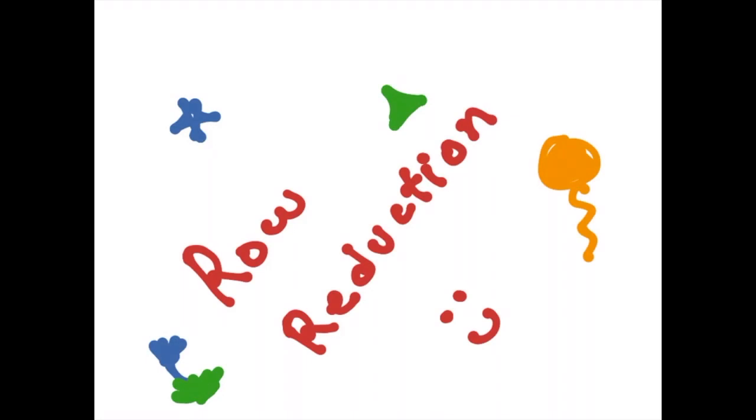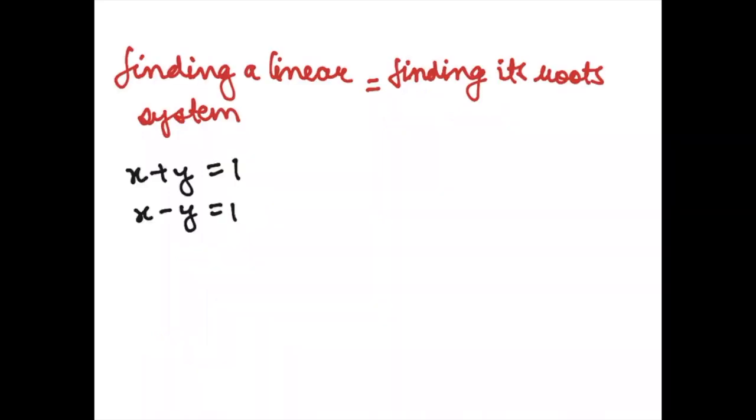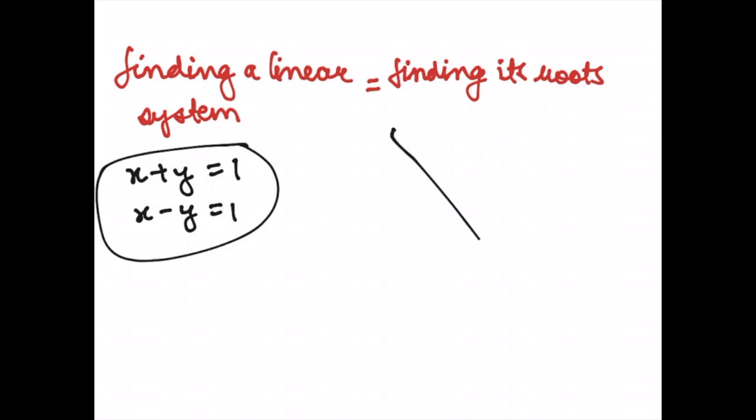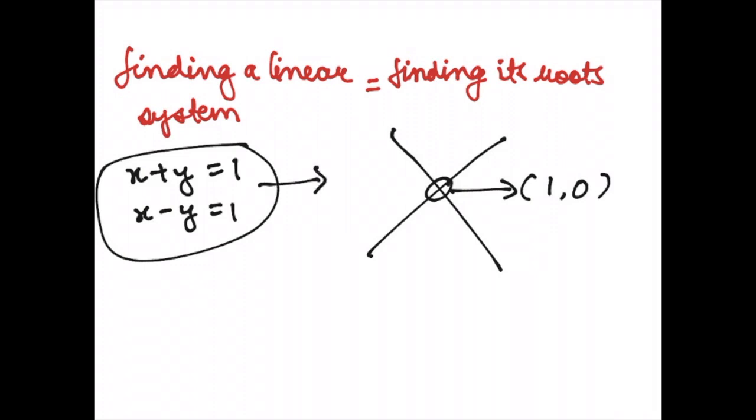Row reduction is used to mimic algebraic expressions when solving a system. So what does it mean to solve a linear system? Well, it means you have to find its root. For example, if we consider this linear system here and we plot x plus y equals 1 and x minus y equals 1, we get an intersection, which in this case is (1, 0). So when we solve this linear equation, we are looking for its intersection point or its root. Since we have 2 variables here, the intersection is a point.